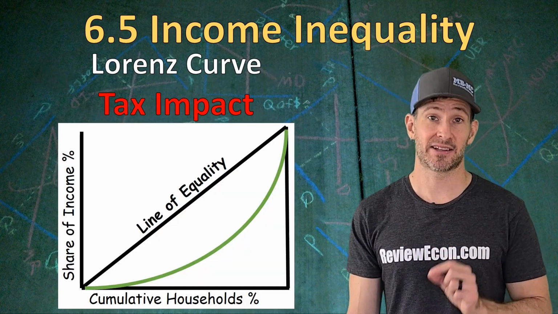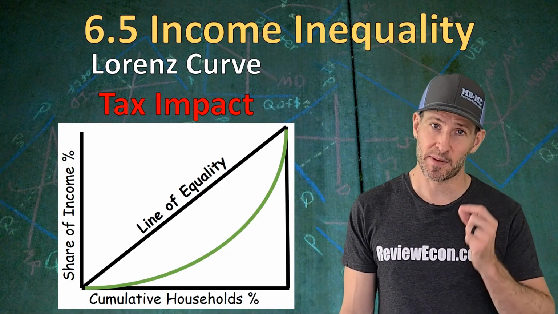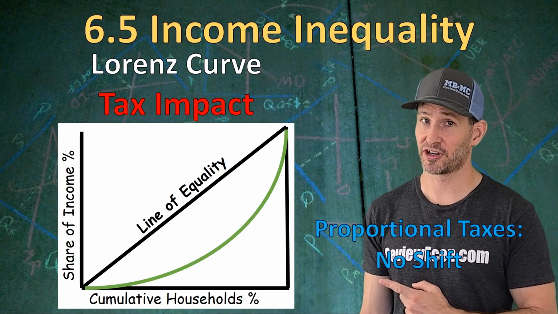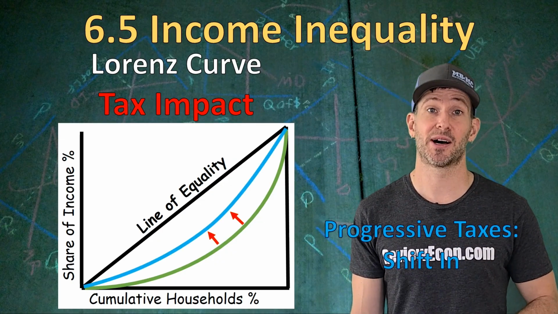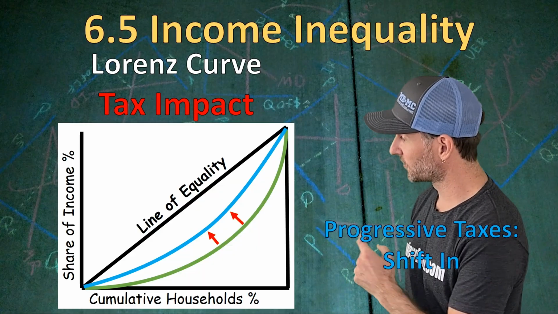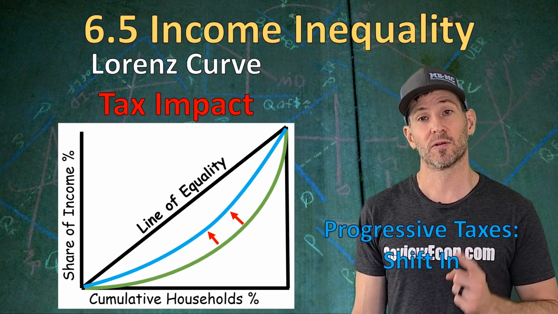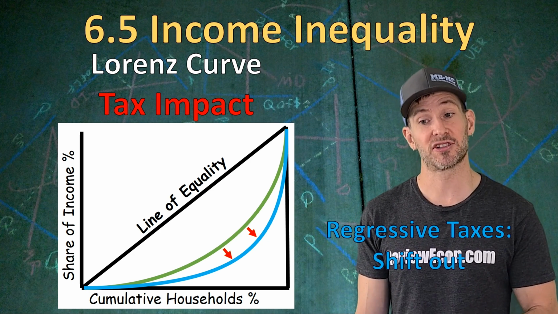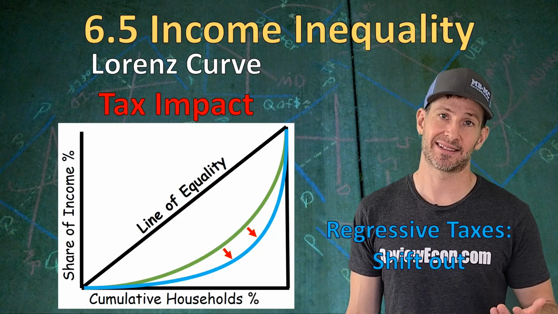Now you can see the impact of those taxes on income distribution by applying it to the Lorenz curve. A proportional tax, since it's the same percentage from all income, doesn't tend to move the Lorenz curve. When it comes to progressive taxes, since they take a higher percentage of income from the rich and a lower percentage from the poor, it will tend to shift the Lorenz curve inward, bringing us closer to the line of equality. Regressive taxes, on the other hand, since they more heavily impact the poor than the rich, will shift the Lorenz curve outward, making the income distribution less equal.